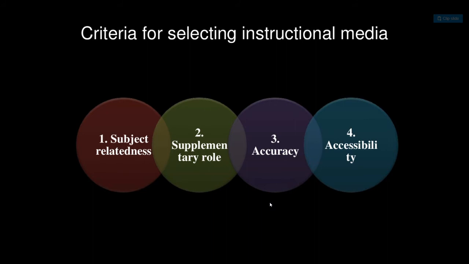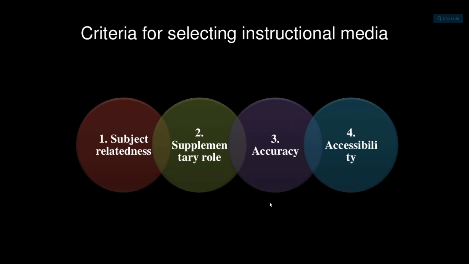Next, there are some criteria for selecting instructional media. First one, subject relatedness: the topic we are teaching with AV aids should be totally related to the learner. Then supplementary role: it enhances the learning curiosity in the students. Then it gives accuracy.